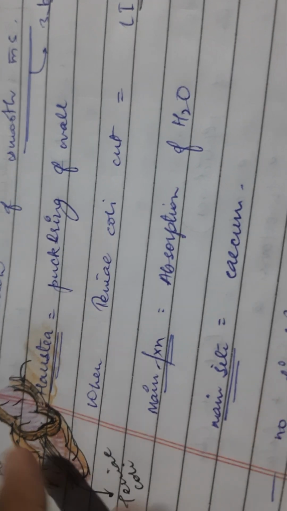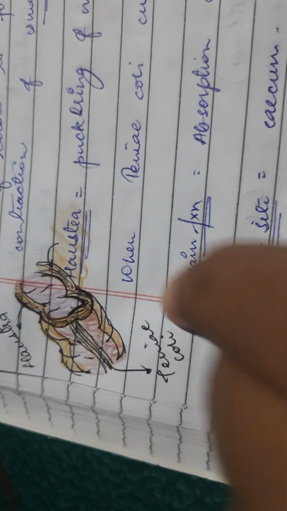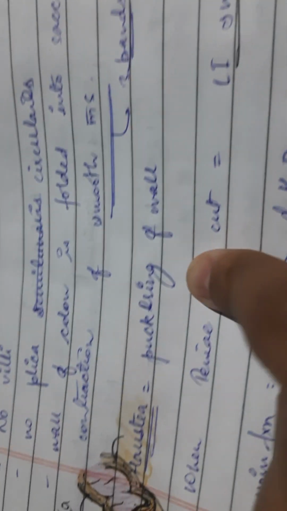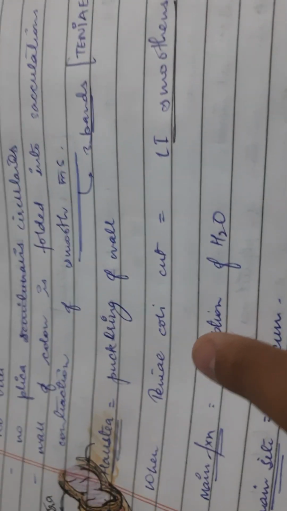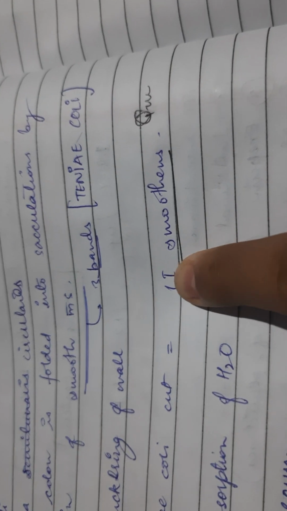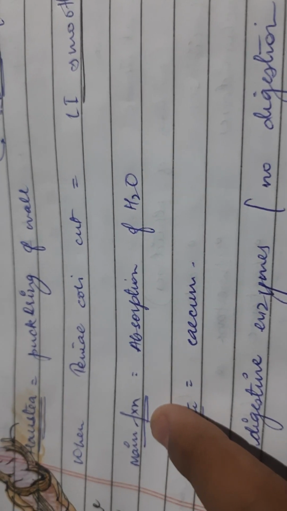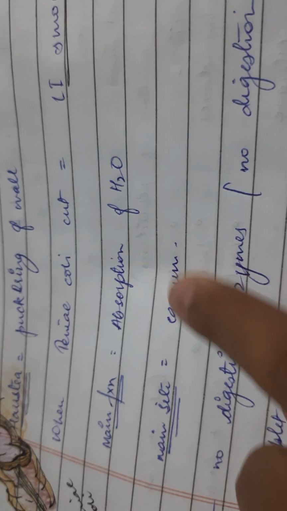One is present here and the other two are on the backside. Okay, which are called tinea coli are these, and haustra are puckering of the wall like this. And if the tinea coli are cut, the large intestine gets smoothened. Okay, then main function is absorption of water, main site is cecum.